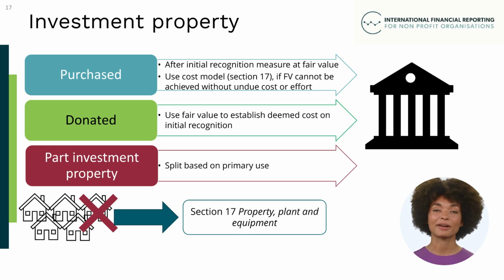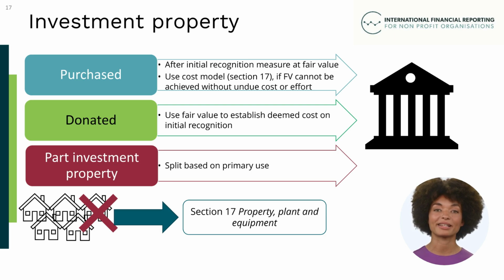Section 16 sets out the accounting treatment of investments in land or buildings, where these are held to generate rental income or for their capital appreciation. This does not include property held to deliver an NPO's missional objectives, so this section does not apply to property such as social housing. Purchased investment property is measured at fair value, where it can be measured reliably without undue cost or effort. Otherwise, it is measured using the cost model in Section 17 Property, Plant and Equipment. Where an NPO receives a donation of investment property, it is measured at fair value to establish its deemed cost.